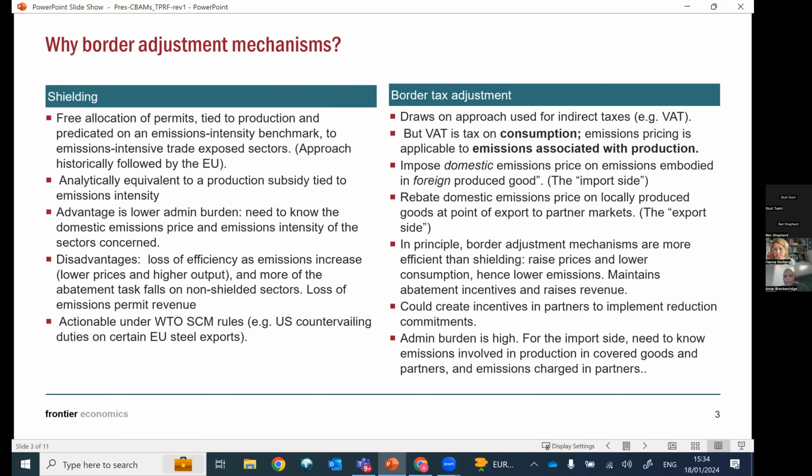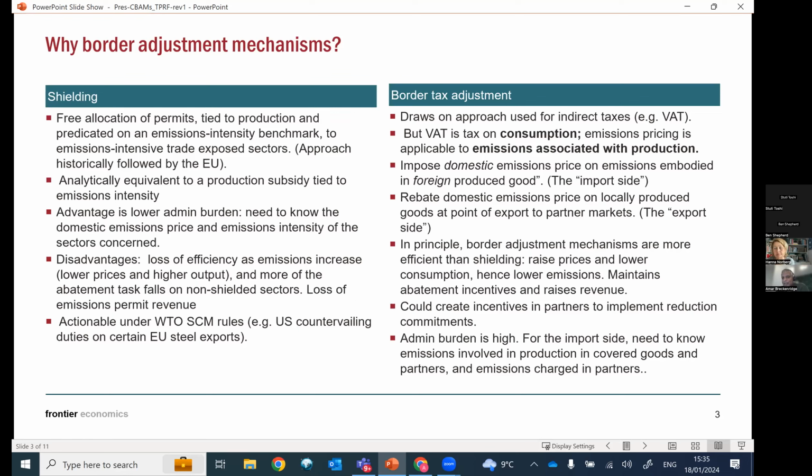Now, the border tax adjustment approach draws by analogy on the approach that's used in the case of indirect taxes such as VAT. But in the case of emissions pricing, we're not looking at a tax on consumption, which is the case with indirect taxes such as VAT. We're looking at a tax on embodied emissions. And that creates more of a challenge, as we shall see. Now, the way the border tax adjustment should work is there should be an import leg, where you're trying to impose the domestic emission price on the emissions content of the foreign produced good. And there's an export leg, which is where you rebate the domestic emissions price on the locally produced good at the point of export to the partner.